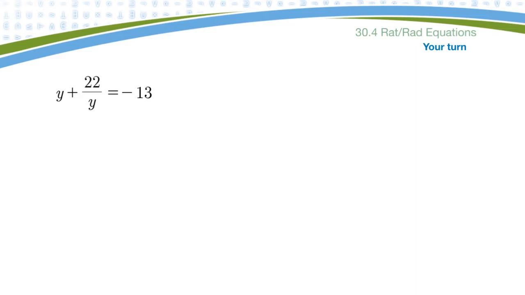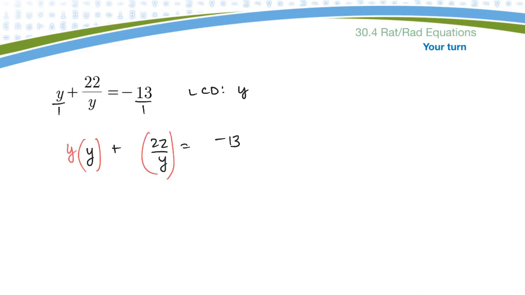Okay, with this equation, I would put these over 1, and my lowest common denominator, since all I have is a 1 and a y, will be y. So I'm going to take y plus 22 over y is equal to negative 13, and I'll multiply everything by my lowest common denominator. In the first one, y times y is y squared. The next one, the y's cancel, so it'll just be a 22.